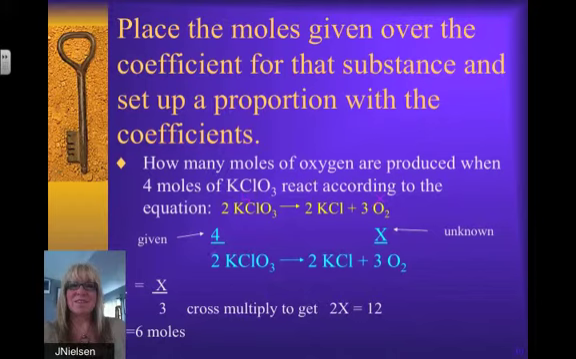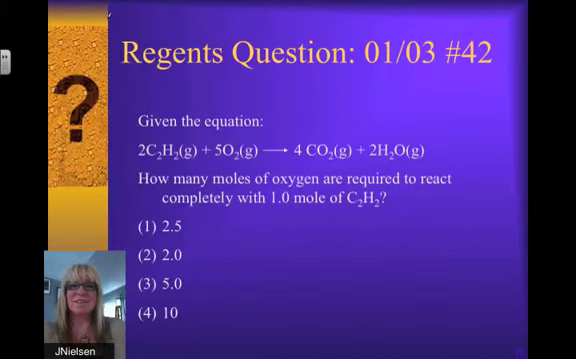So now I've got my proportion set up. 4 over 2 equals X over 3. And then I cross multiply and divide, and I get 2x equals 12. Therefore, x equals 6 moles of O2. Here's another one. How many moles of oxygen, I'm putting an X, are required to react completely with 1 mole of C2H2?